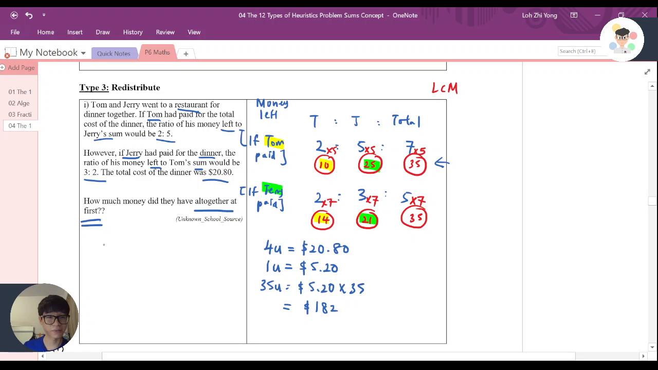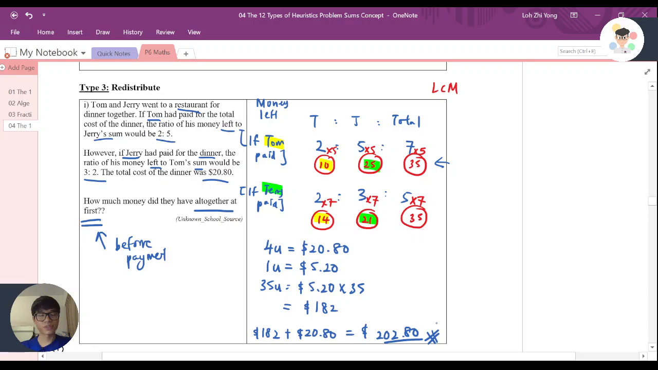Now, is this the final answer? No, because what are they asking for? At first, which means before the payment of the dinner. So the 35 is what they have left, which means after paying. So you take 182 and add the cost of the dinner, which is 20.80, and the answer will be $202.80. And that will be your final answer.